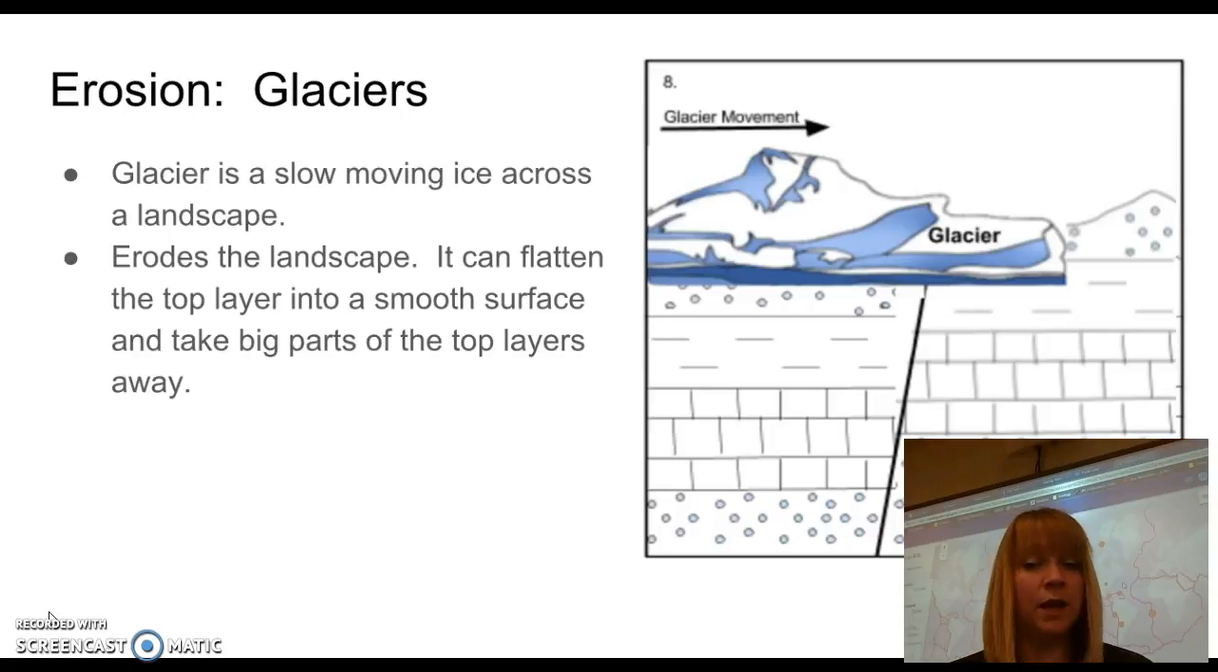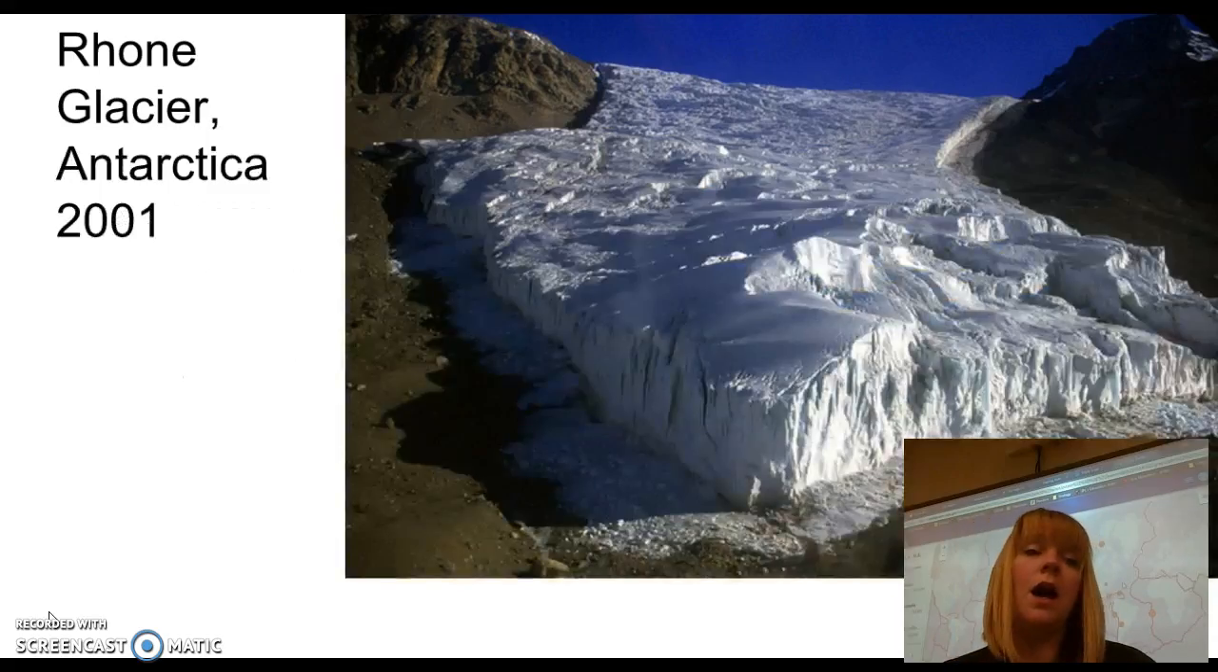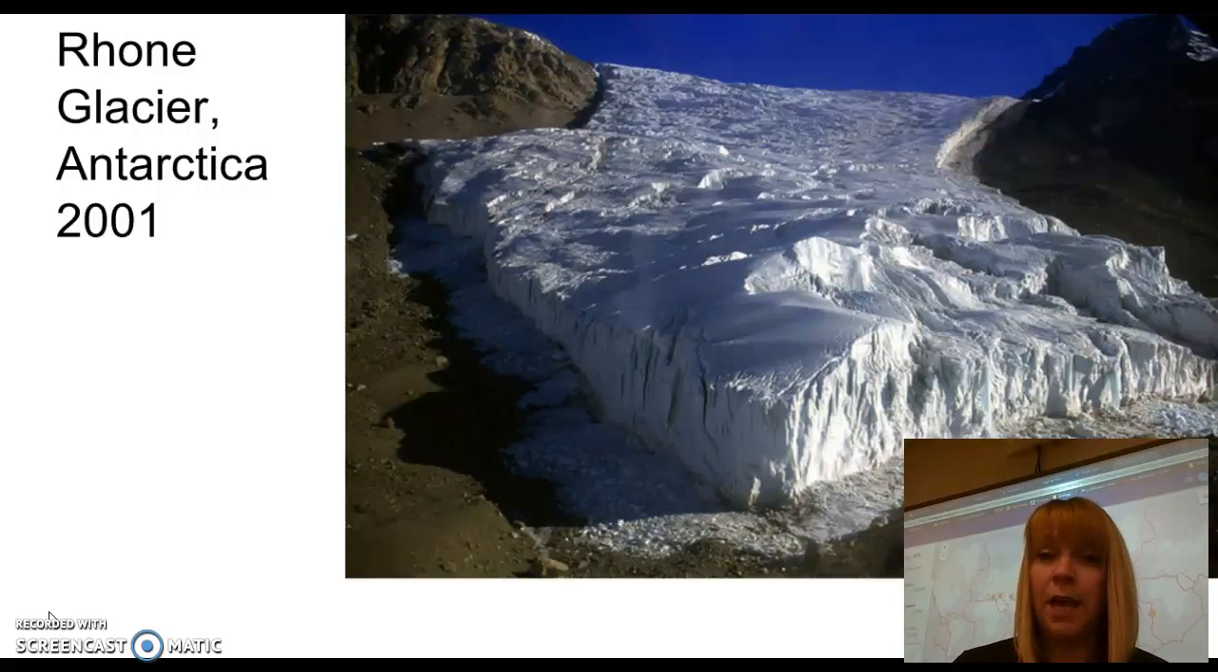So the Earth has been experiencing glaciers throughout history, several glaciers. They either come and then they retract depending on the global temperatures. Back in 2001, this is a picture of the Rhone Glacier in Antarctica. You can see this massive chunk of ice going across the landscape here, and it acts to kind of flatten out the surface as well.